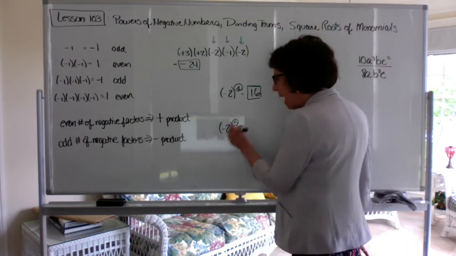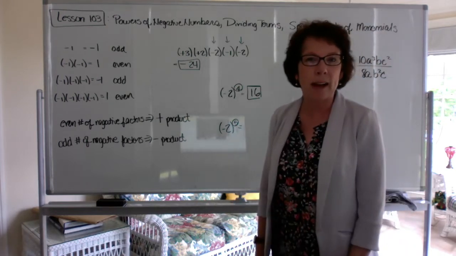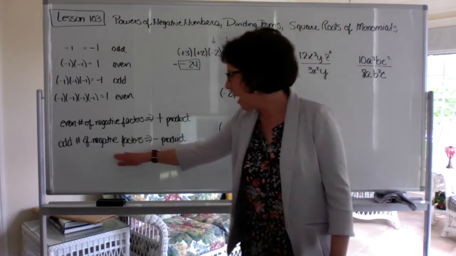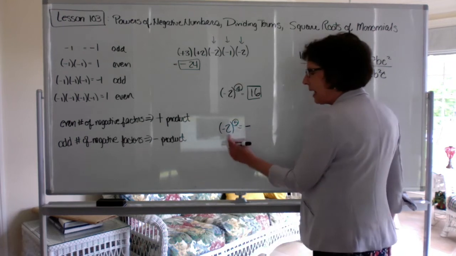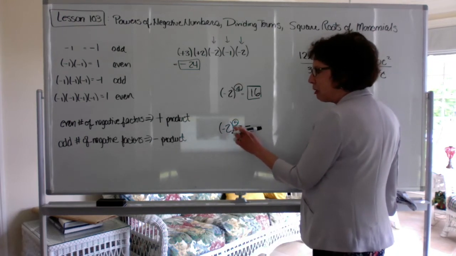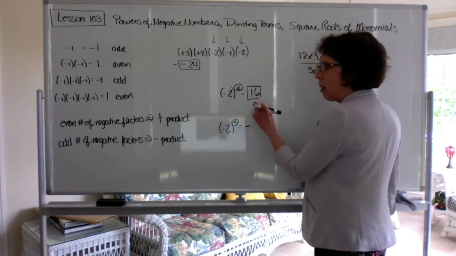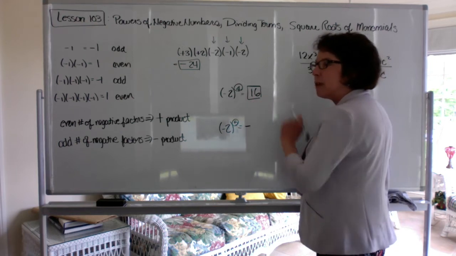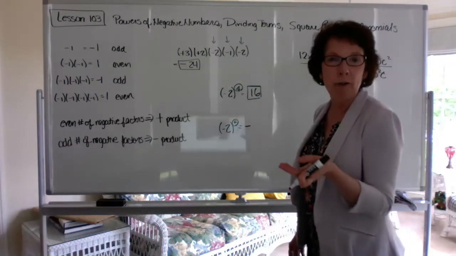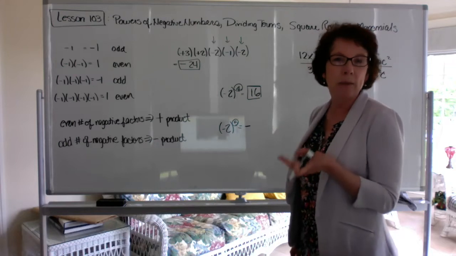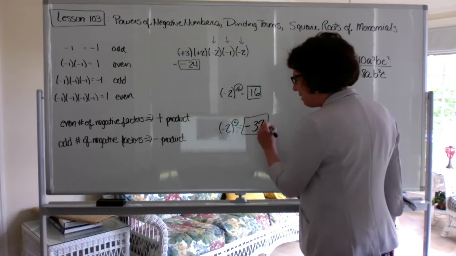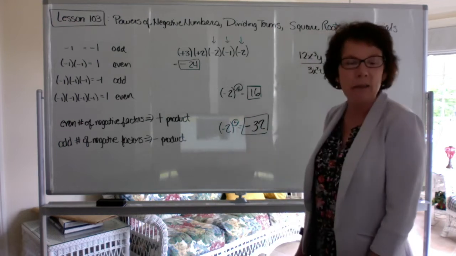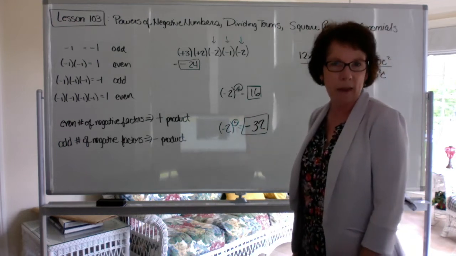Now, what if I have an odd number of negative factors? Well, we know the product is going to be negative. So my answer here is going to be negative, and now I'll have to think about 2 to the 5th power. Well, 2 to the 4th power is 16, so for 2 to the 5th power, I'm just going to add on another factor of 2. 16 times 2 is 32, and my answer is -32 because I had an odd number of negative factors.